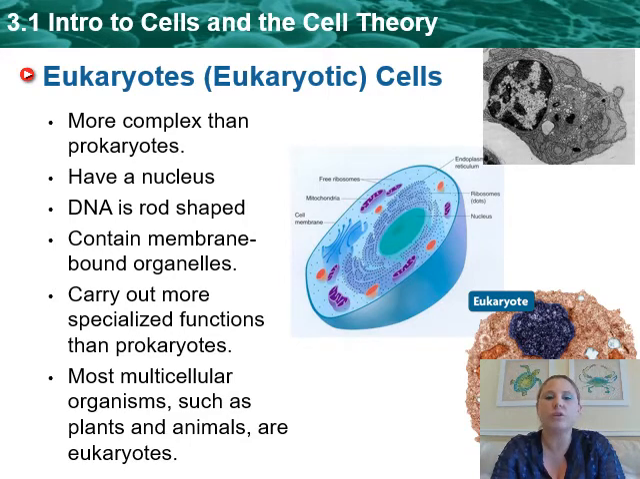Most multicellular organisms, such as plants and animals, are eukaryotes. So we have plants, animals, fungus, and these other things called protists. Those are all examples of eukaryotes. So again, just to run through these, eukaryotes are much more complex looking. They have a nucleus, rod-shaped DNA, membrane-bound organelles, and our examples are plants, animals, fungus, and protists, and also we are animals, so we have eukaryotic cells.